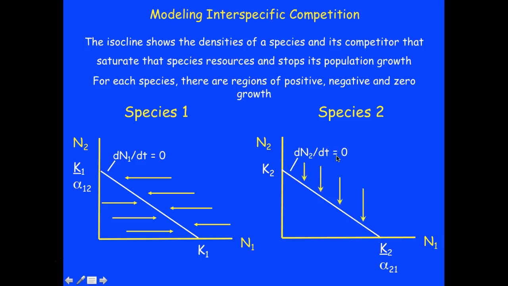Just like species 1, any population densities above this line mean that the population of species 2 is going to shrink, represented by these lines parallel to the y-axis, showing a decrease in population size for species 2. And anywhere below the no-growth isocline means the population can increase. So anytime we're above the no-growth isocline for either species, the population is going to shrink. If we're below it, the population can increase.